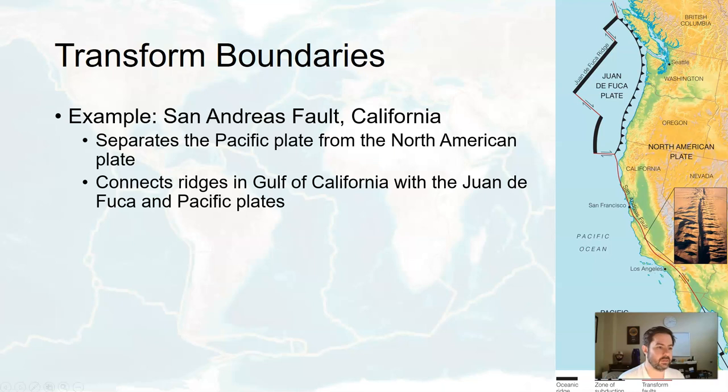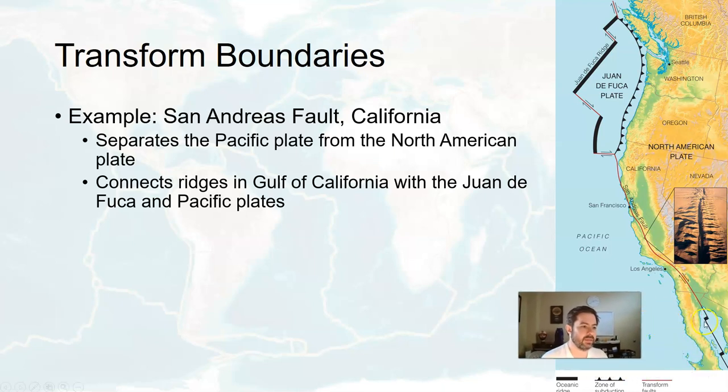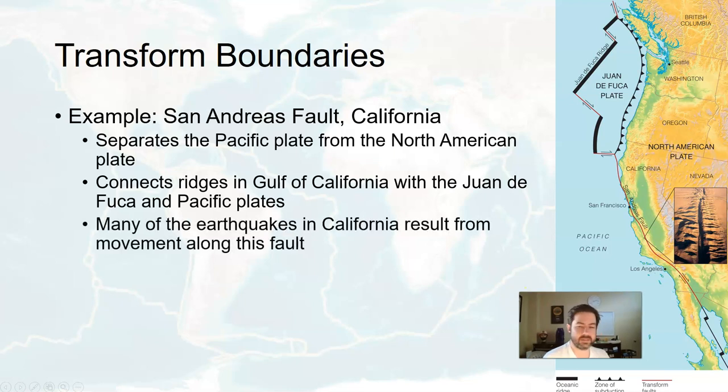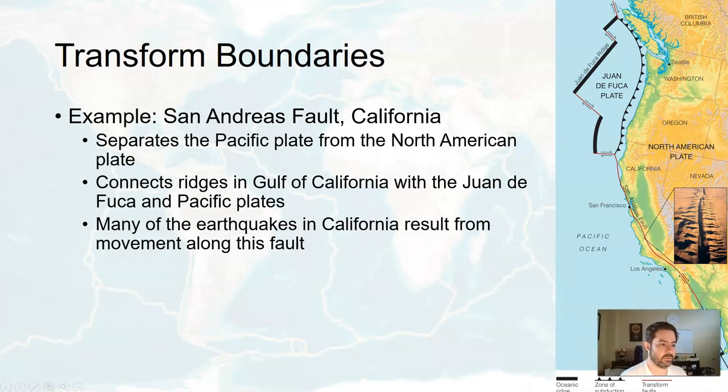So it connects ridges. It connects some spreading centers here in the Gulf of California, and it connects all the way up to spreading centers, divergent boundaries, all the way up to the small but mighty Juan de Fuca plate and ridges. Many of the earthquakes in California are a result of movement along this fault and boundary.